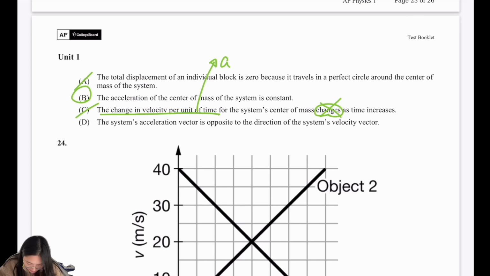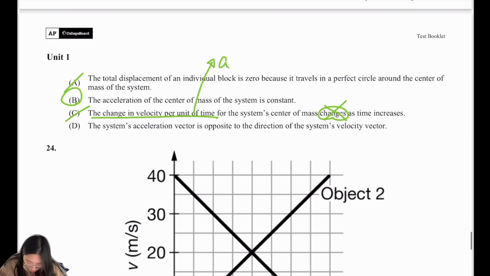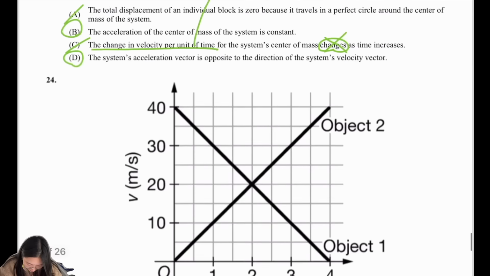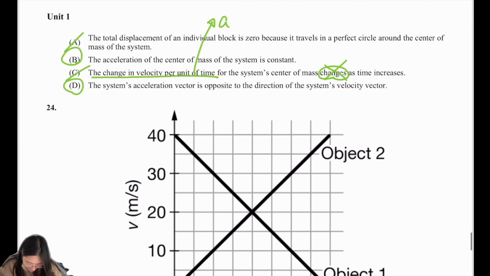And D, the system's acceleration vector is opposite to the direction of the system's velocity vector. That is correct. So when acceleration and the velocity vector are pointing in opposite directions, then the velocity is decreasing. So velocity is a positive value. So while it's moving toward the right, if the acceleration is a negative value, then at the next moment, the velocity will gradually decrease. So B and D are the right answers.